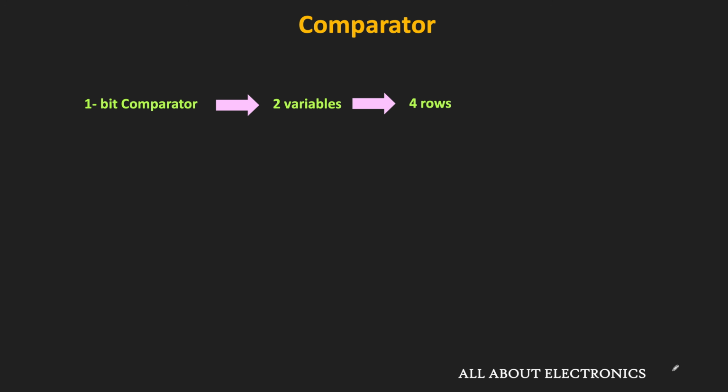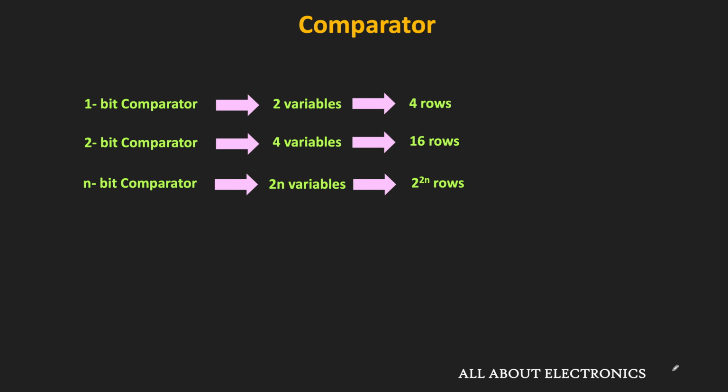Similarly, in case of the 2-bit comparator, we have a total of 4 variables, and in the truth table we have a total of 16 rows. Likewise, if we go for the 3-bit comparator, then we have a total of 6 variables and the total number of rows in the truth table will become 64. Likewise, for the n-bit comparator, we have a total of 2n variables and the total number of rows in the truth table is equal to 2 to the power 2n.